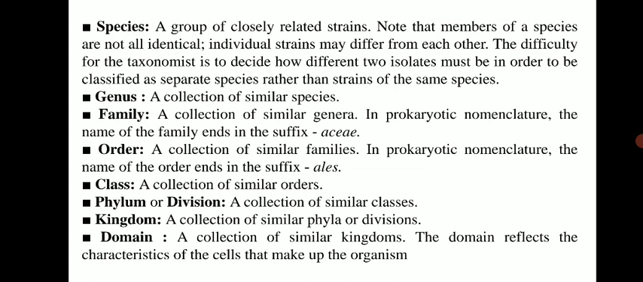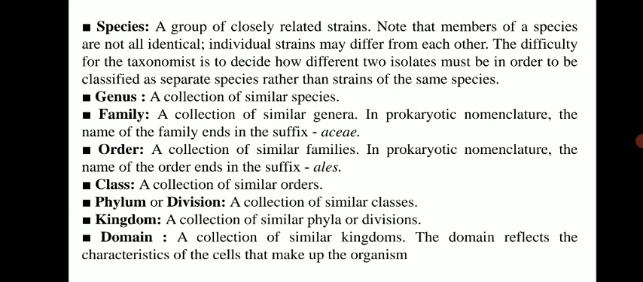The next taxonomic category is genus. It is a collection of similar species. Then family, a higher taxonomic category than genus, is a collection of similar genera. In prokaryotic nomenclature, the name of a family ends with the suffix -aceae, for example Enterobacteriaceae and Chlorobiaceae. Then the next taxonomic category is order, a collection of similar families. In prokaryotic nomenclature, the name of an order ends with the suffix -ales.